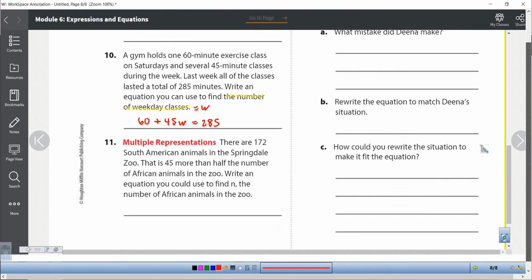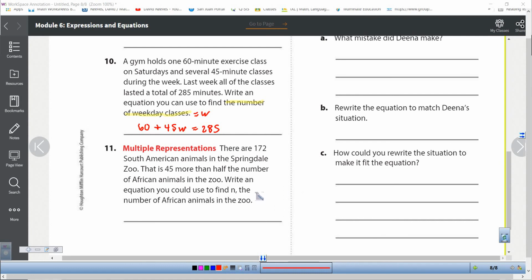All right, here we go. Last one. There are 172 South African animals in the Springdale Zoo. That is 45 more than half the number of African animals in the zoo. Write an equation that you could use to find N, the number of African animals in the zoo. All right, well, they did one that's a little different here. Write an equation you could use to find N, the number of African animals in the zoo. Okay, so they told us what our variable is. Okay, so there are 172 South American animals in the zoo. So 172, this is the South American.